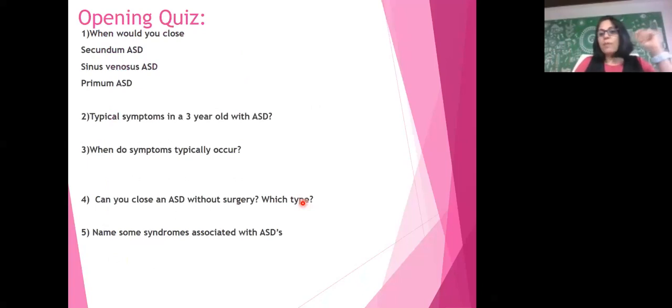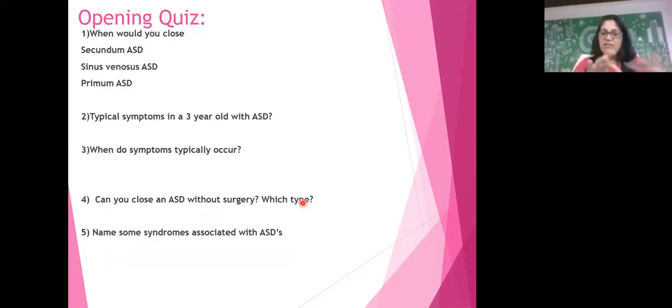So I'm going to start now with an opening quiz, and I want you all to answer this because we'll do the same questions at the end of this class. So when would you close a secundum ASD? What age? What age would you close a secundum ASD? Anyone?